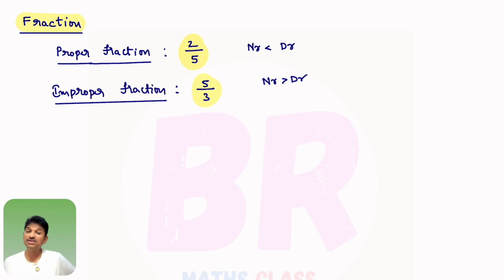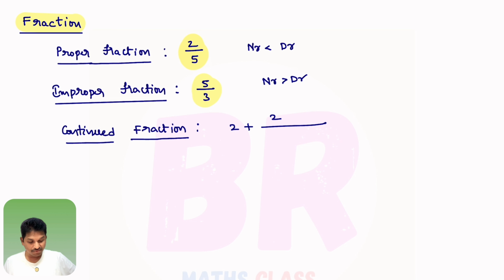Continued fraction. What is a continued fraction? How will we calculate its value? A continued fraction is 2 plus 2 divided by 2 plus 2 divided by 2 plus. If it continues like this, it is called a continued fraction. Not only 2, in place of 2 you can write any other number like 1, 3, 5, or any rational number also. This is known as a continued fraction.